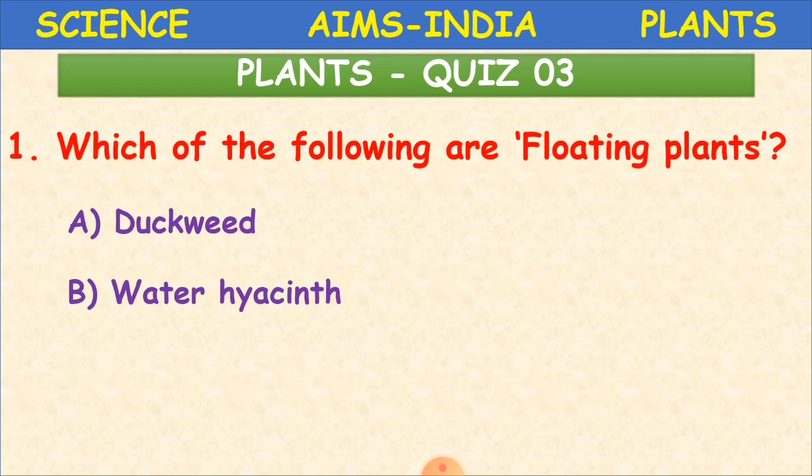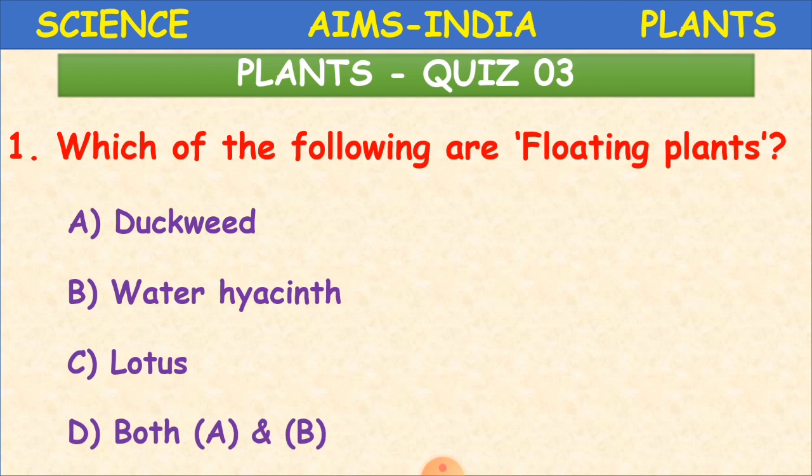The options are duckweed, water hyacinth, lotus, and both A and B. A and B, in the sense duckweed and, sorry, duckweed and water hyacinth. Which is the correct answer, children? A floating plant is one which is floating on the water. The correct answer is both duckweed and water hyacinth. Okay, clear? Now the next question.